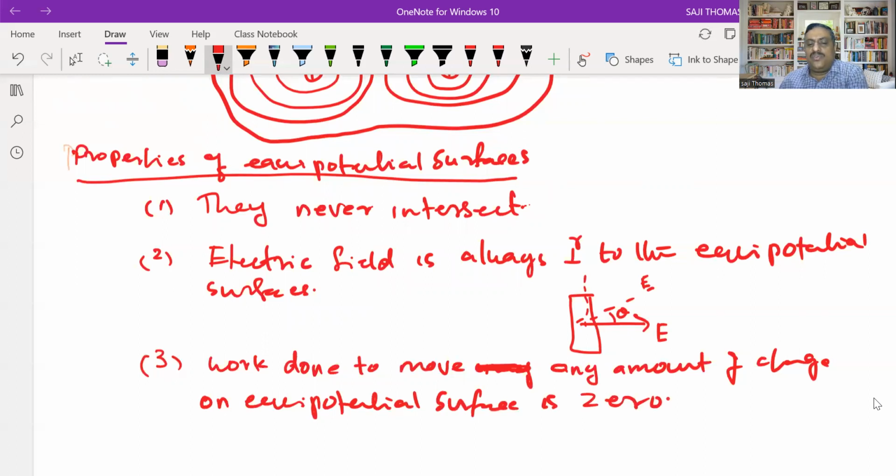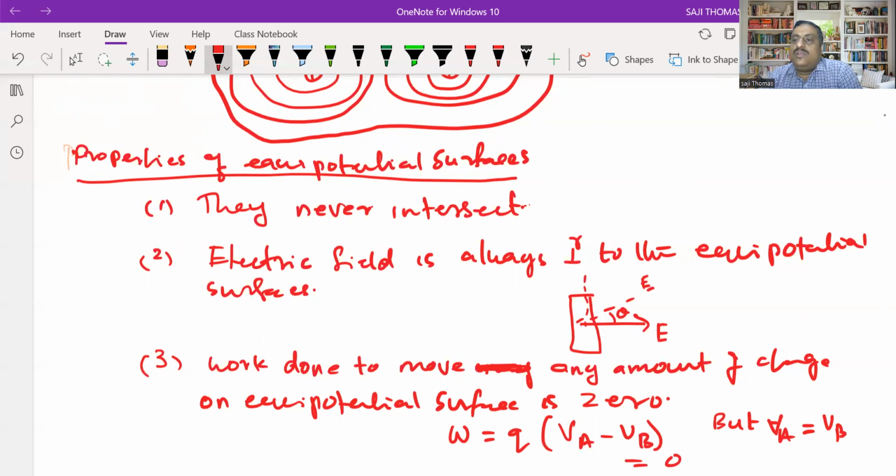Why? You know the equation for work done. Work done is charge into potential difference, say VA minus VB. But VA equals VB, right? For an equipotential surface, same potential. So this work done will be 0. So what is the amount of work done to move 2000 coulomb of charge on an equipotential surface? 0. Why is the work done 0? Because the equation for work done is Q into potential difference. Since same potential at all points on an equipotential surface, the work done will be 0.